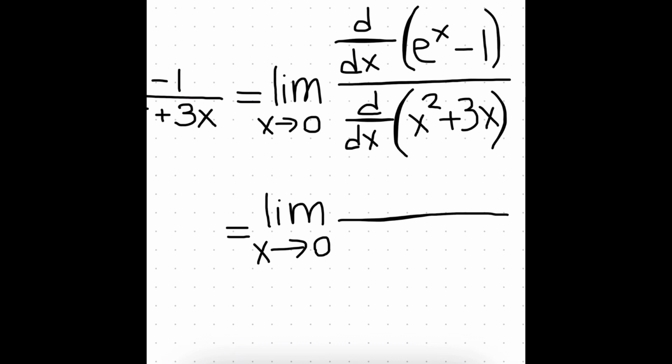So the derivative of e to the x is e to the x, and the derivative of 1 is 0. The derivative of x squared is 2x, and the derivative of 3x is 3.